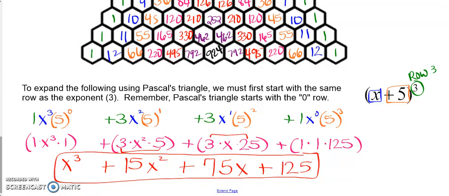Let's look at some more examples. (2x + 3) to the fourth. Now our parentheses are going to be crucial. Row 4: 1, 4, 6, 4, 1. So remember, leave yourself a gap. Okay? Now let's go fill in using the terms in the binomial.